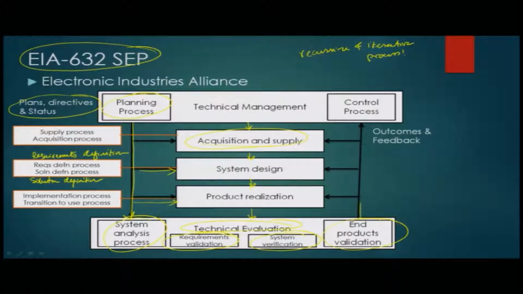And then you go back, where the outcomes and the feedback come in, where the process is controlled in this aspect. The feedback goes into the product realization, and it also goes back to system design and acquisition and supply. So we go through this process like, come down, then go up, come down, go up, like this. So you might do multiple iterations to realize the system that meets the customer needs.